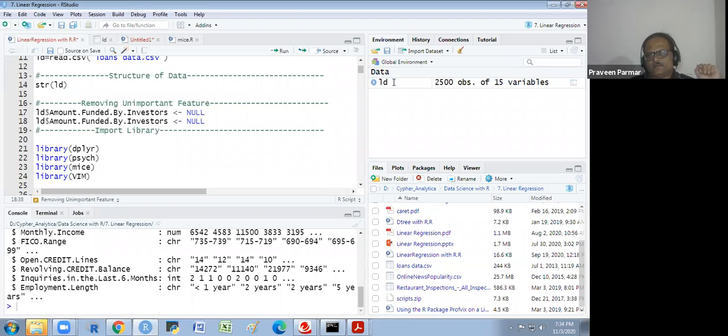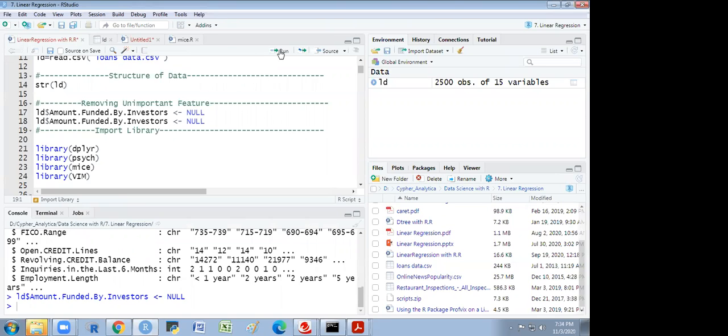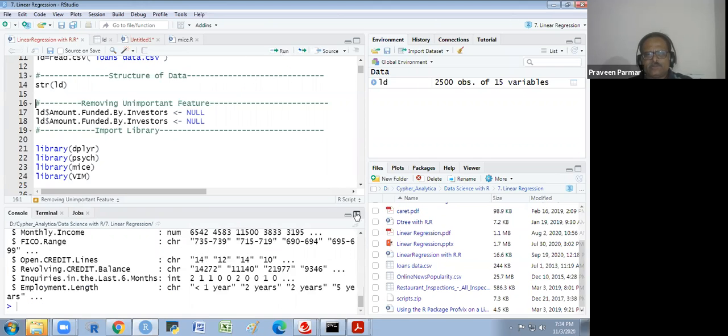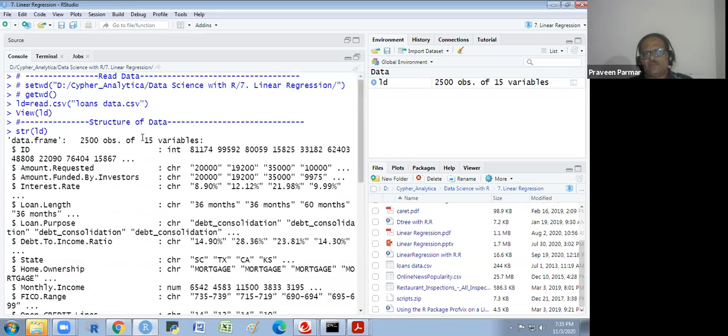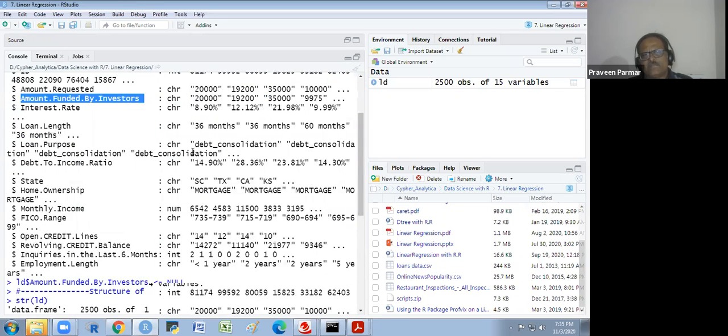Yes, sir. Okay, I run it. So now you see, if I show you the structure again, you will see that column is not there. It was below amount requested. It is not there. We have 14 variables. Previously, we had 15 variables. We have removed it.